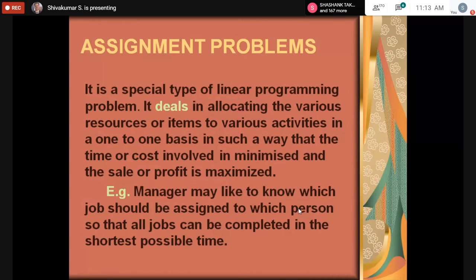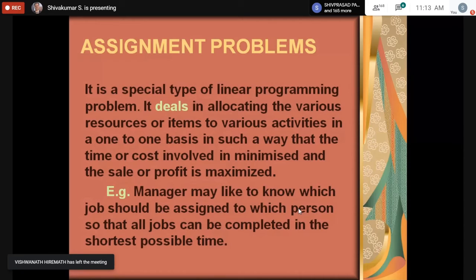It's a special type of linear programming problem. It deals with allocating various resources or items to various activities on a one-to-one basis in such a way that the time or cost involved is minimized and the profit is maximized. So we are trying to minimize the cost or maximize the profit by properly allocating, nothing but assigning job to machine, job to machine. So we are trying to assign to minimize the cost as well as to maximize the profit.